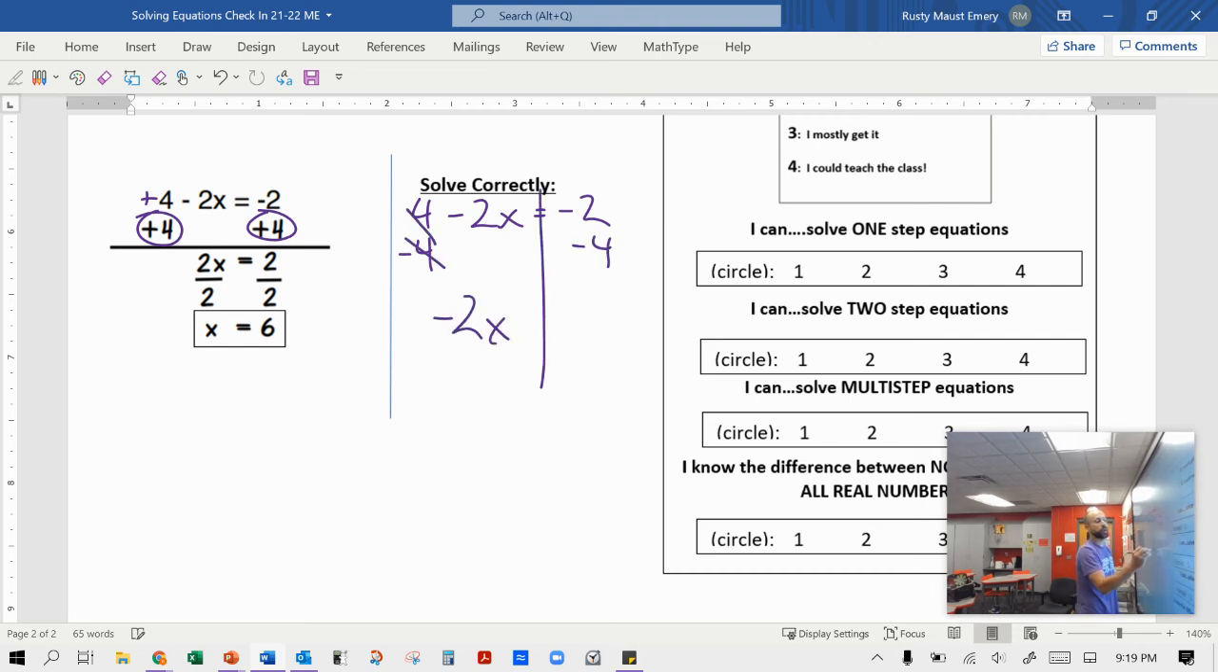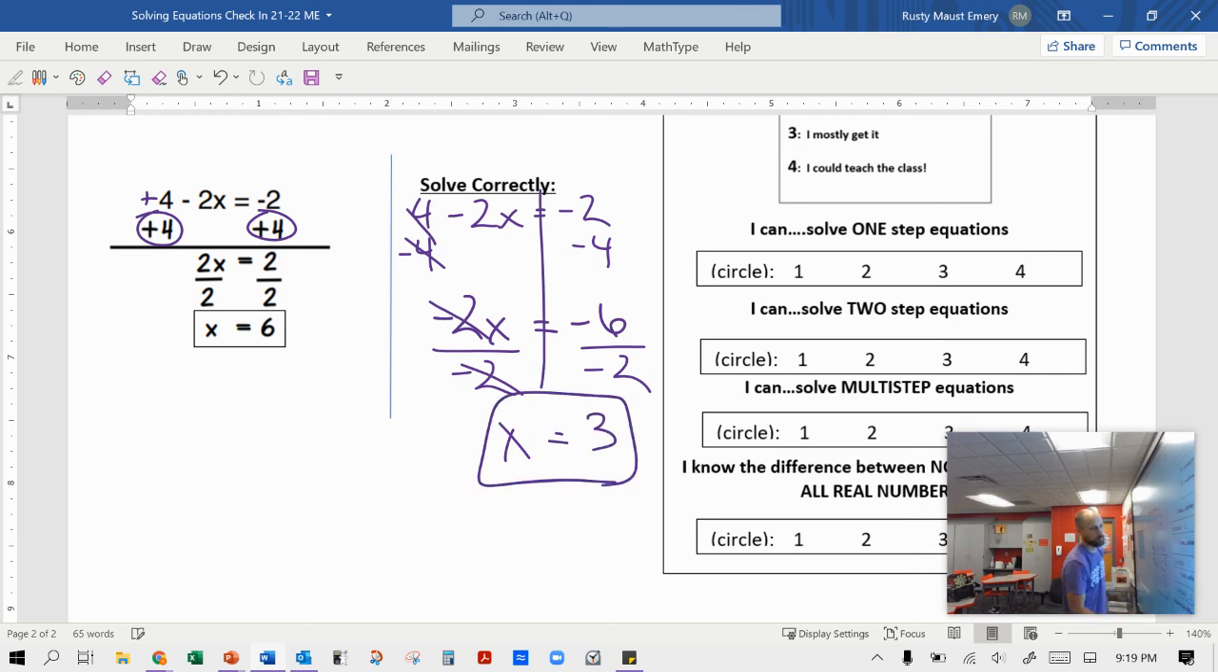Bring down the negative 2x, and then divide by negative 2. You got x equals positive 3.